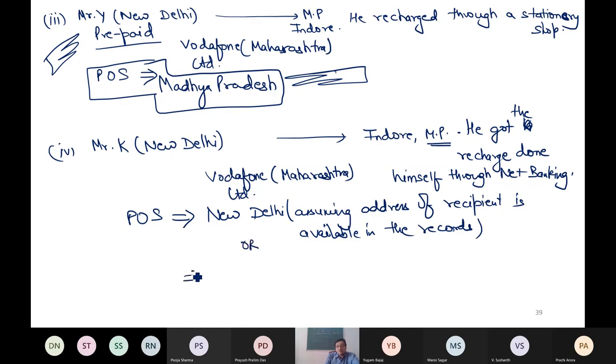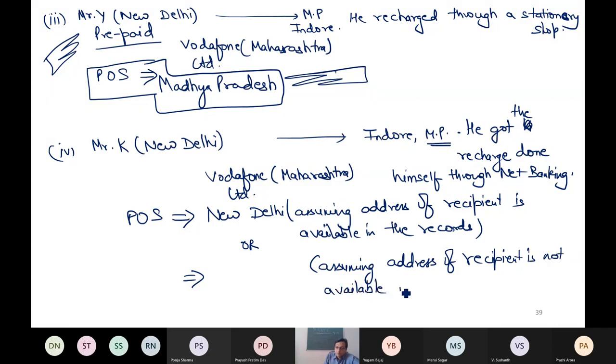Or my answer would be different. Can you tell me what my other answer can be if the recipient address is not available? What is my other answer? Suppose the address of the recipient is not available. Maharashtra. Yes. Then the answer is Maharashtra, and here I will apply which rule? Others.